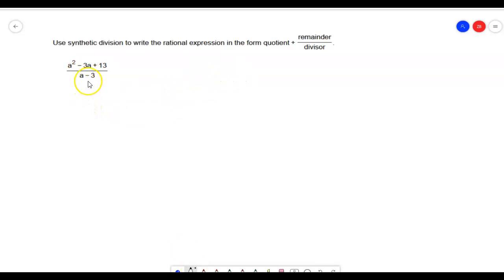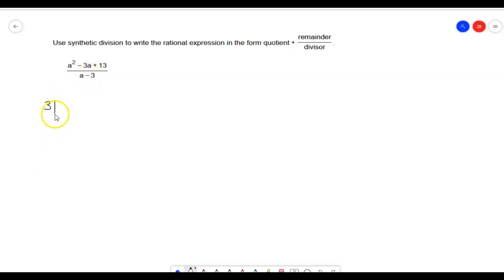So what I want to do here is the a minus 3, that's our divisor. So I can use synthetic division since the variable is by itself and I'm adding or subtracting a constant. Now remember, this is our factor, so when using synthetic division, if I set that equal to 0 and add 3 to both sides, that would give me a is equal to 3. So 3 is the actual value that I use. So in factored form, it's always the opposite of the sign here.